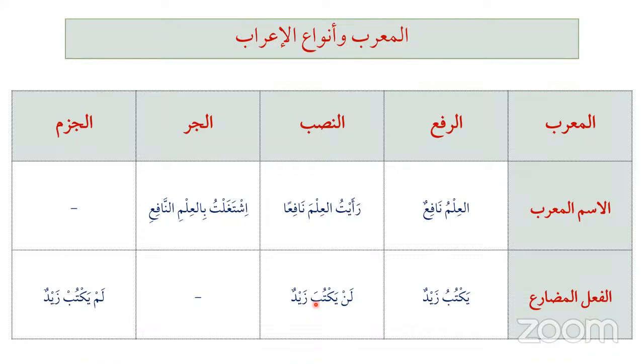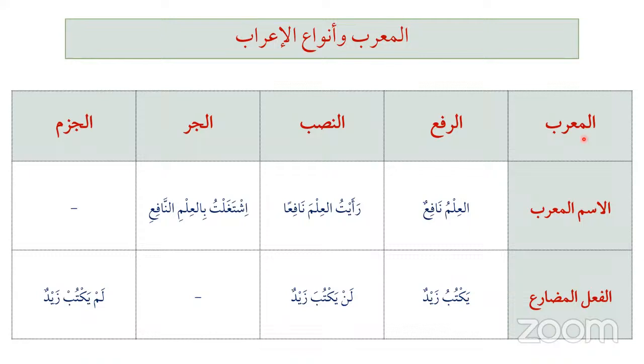Okay. So these particles that come before fi'l mudari will actually put that fi'l mudari in the state of jazm. Okay. So we can see lam yaktub Zaid, Zaid did not write. So to summarize this, what we want to understand here is al-mu'rab is a word which is impacted.